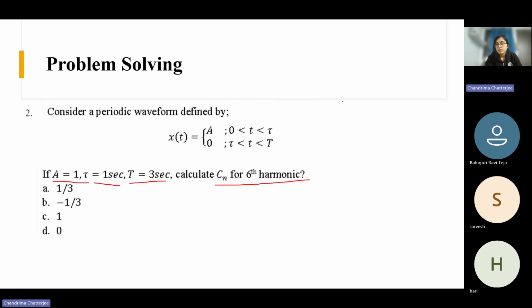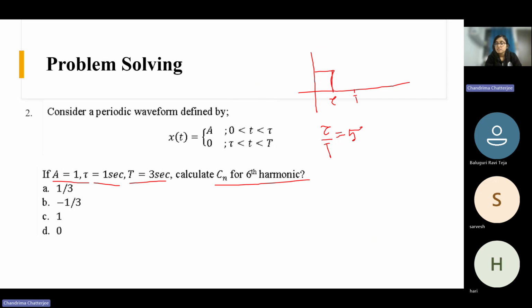Now I will tell you a trick. Here, obviously, you see tau and T. But suppose you get some pulse waveform whose duration is 50%. What I mean to say is, if this is tau and this is capital T, then tau by T is 50%.